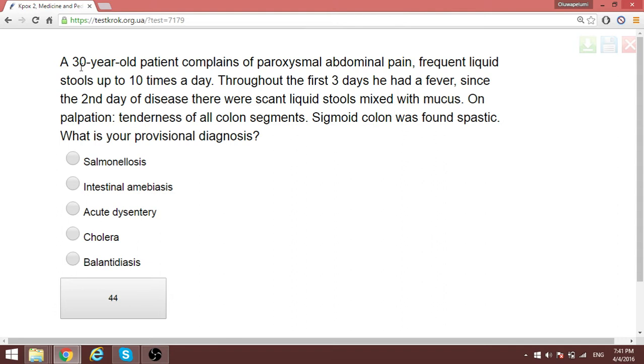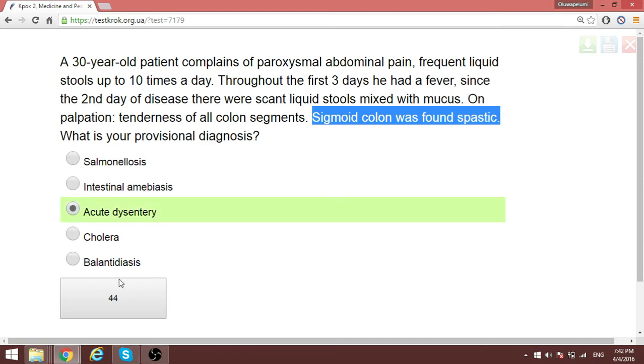Alright, this is a GI infection. You are seeing frequent stools, abdominal pain, liquid stools, and so on and so forth. However, there is tenderness all over the colon segments, and the sigmoid colon was found spastic. Anytime they give you detailed information about the sigmoid colon in an infectious disease, you will almost always be right to take your answer to be shigellosis or dysentery. So this is acute dysentery.